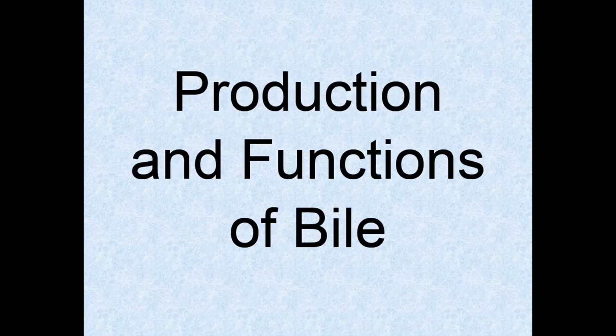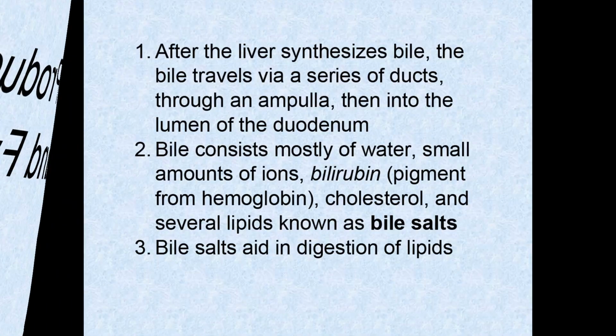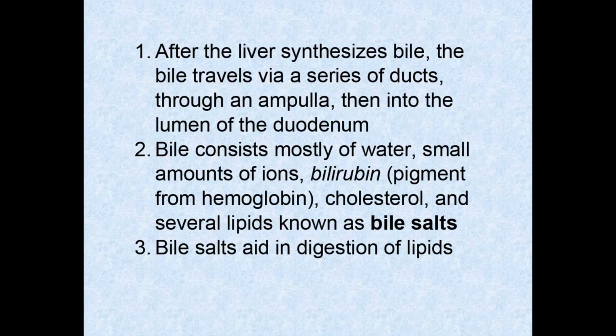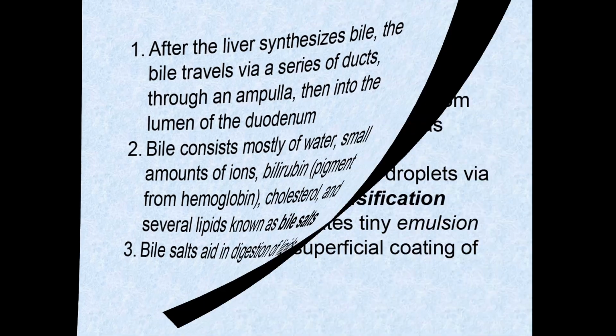Production and functions of bile. After the liver synthesizes bile, the bile travels via a series of ducts through an ampulla and into the lumen of the duodenum. Bile consists mostly of water, small amounts of ions, bilirubin, cholesterol, and several lipids known as bile salts. Bile salts aid in digestion of lipids.